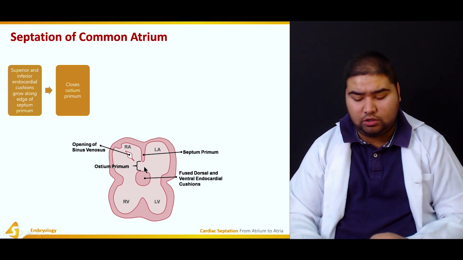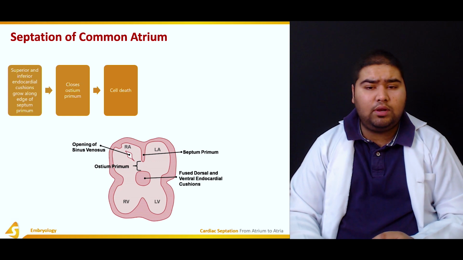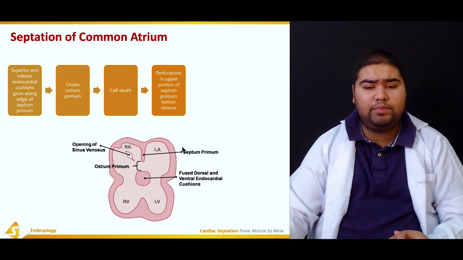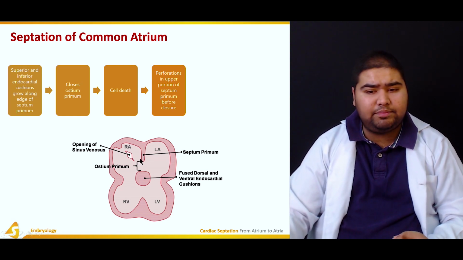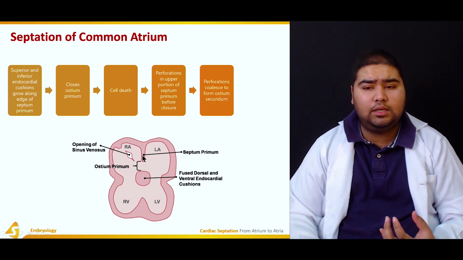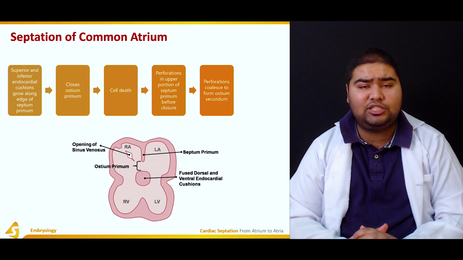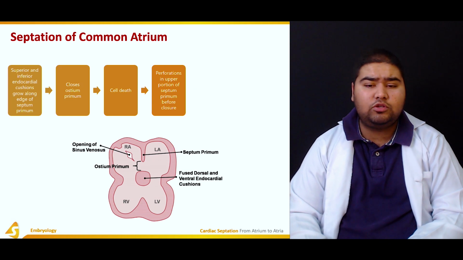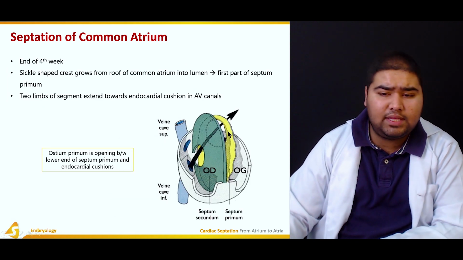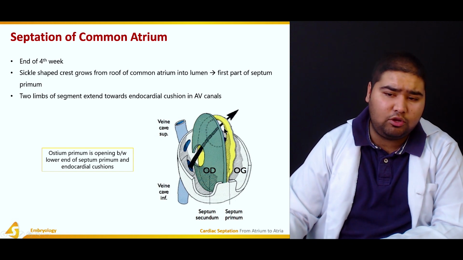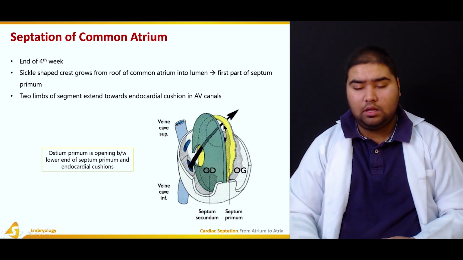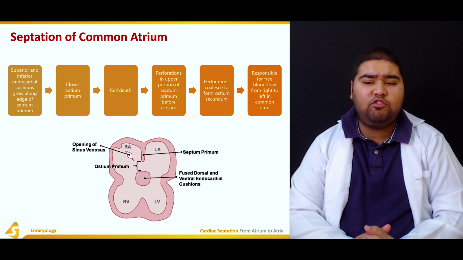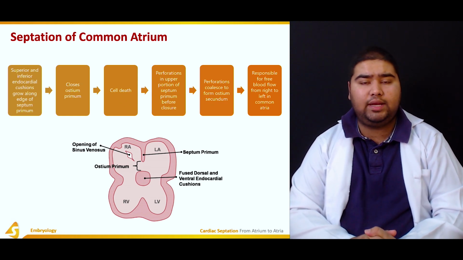However, before closure of the ostium primum, there are segments of cell death which eventually coalesce and form perforations in the upper part of the septum primum. The coalescence of these perforations leads to the formation of the ostium secundum. The ostium secundum can be seen in this diagram, the one in yellow through which the arrow is passing. So moving on, this is responsible for the free flow of blood from right to left in the common atria.